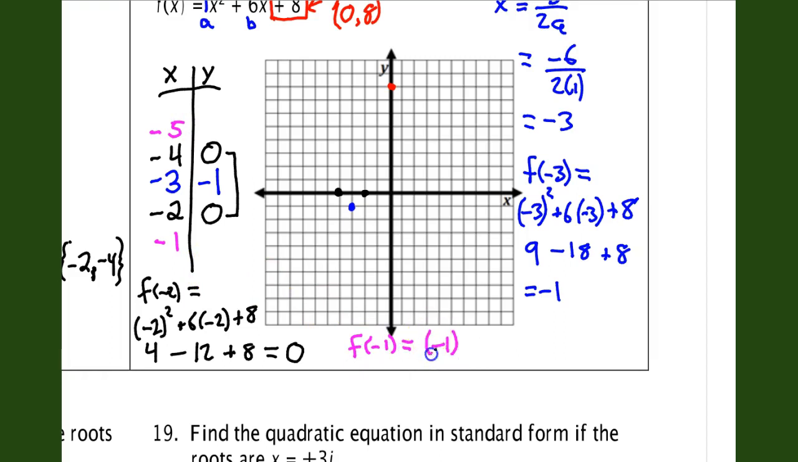So this is graphing just by plugging in points. It's the slowest of the methods, but it also works when nothing else does. So if you're not sure, this is the fallback if you have the time to do it.